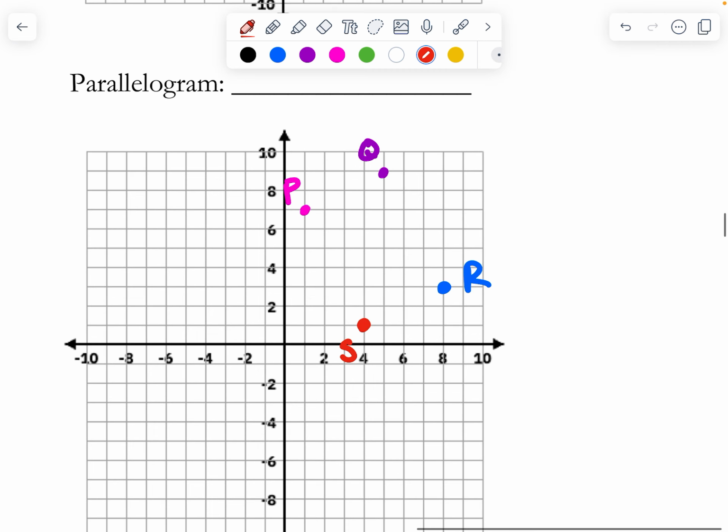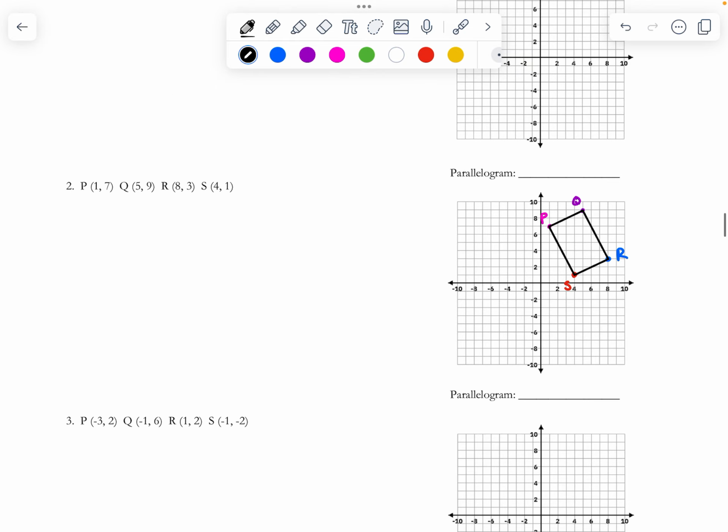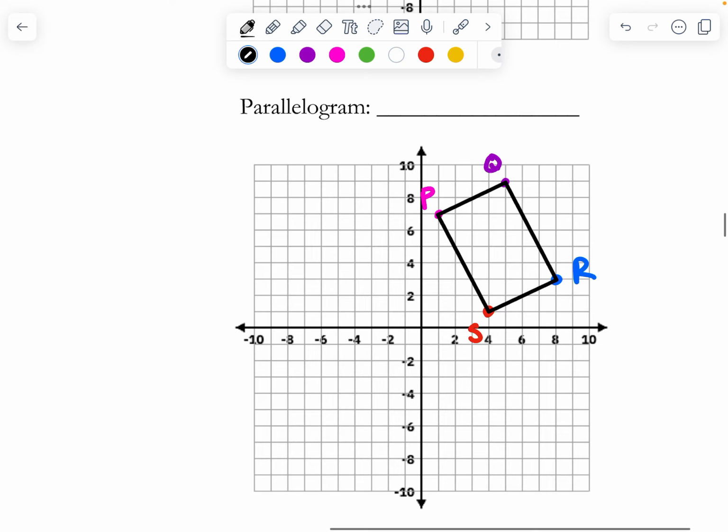Okay, so I'm going to just line these up and connect them. It doesn't have to be super perfect. What matters are the dots more than the lines, but you still want to be pretty accurate. All right, there we go. So now let's figure out what this is.